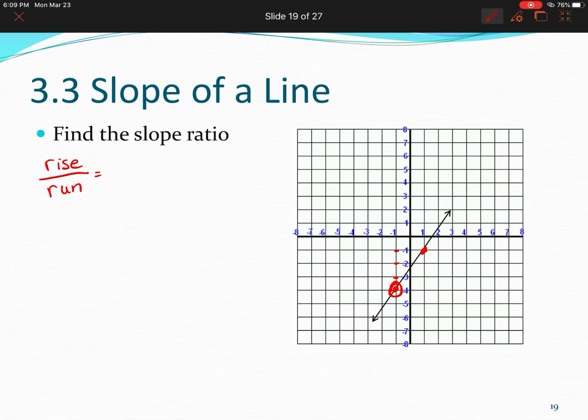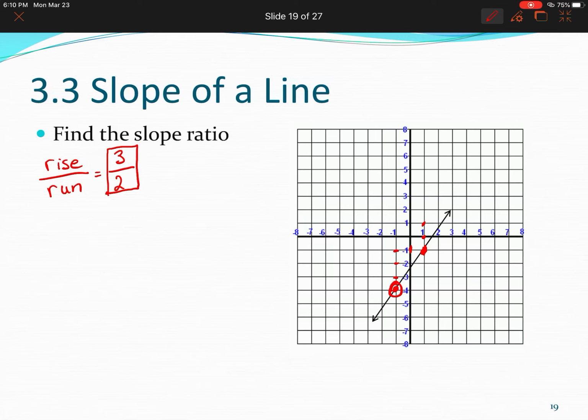So in this case, if we're going to count rise over run, we're starting at the point that I have circled. And so we're going to go up 1 unit, 2 units, 3 units. So our rise is positive 3. And then we're going to run to the right 1 unit, 2 units. And so we would say, well, our slope here has to be 3 over 2, meaning that for every 3 units we go up, we go right 2 units, and we're on this line.